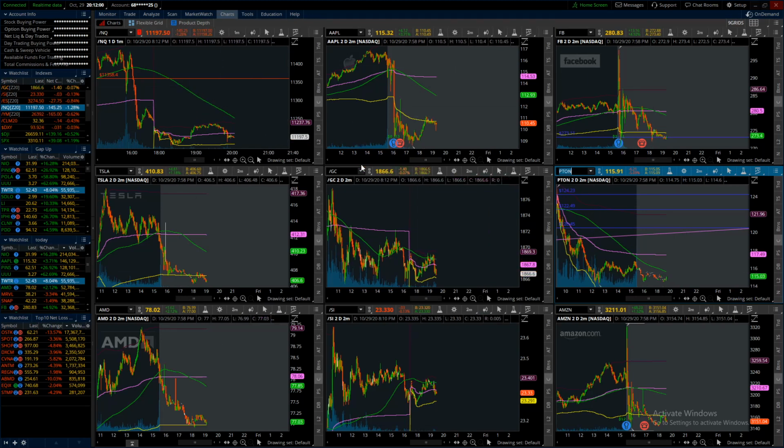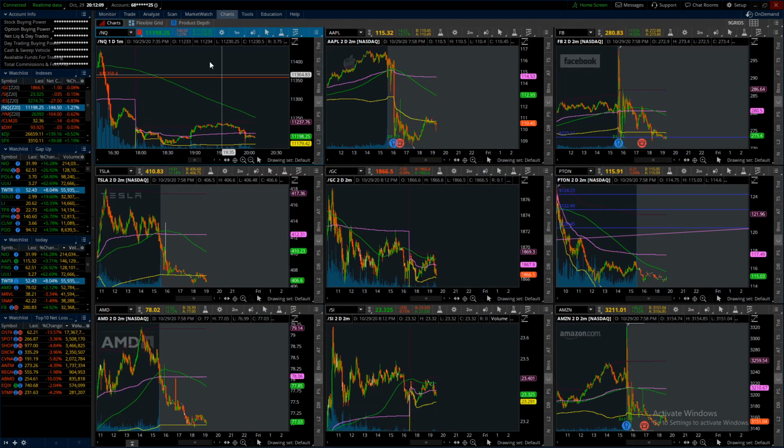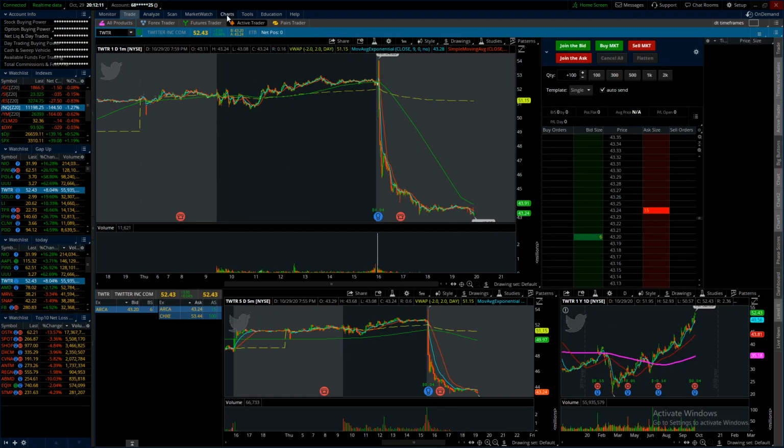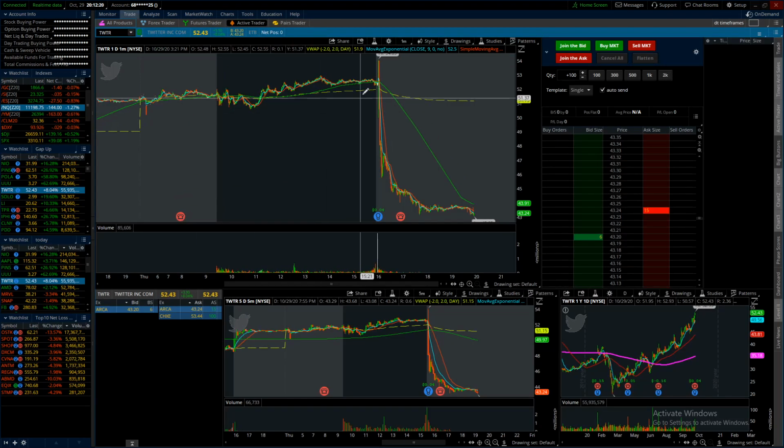When the market's open, I flip over here to see how stuff's moving, and I'll flip between the active trader window and charts. Especially if I'm in a trade and I want to see how that stock is reacting to the market. So if the market is moving lower, I want to see that my stock is moving lower if I'm short, or if I'm long, that's concerning me and I want to get out. So I flip between both of them.